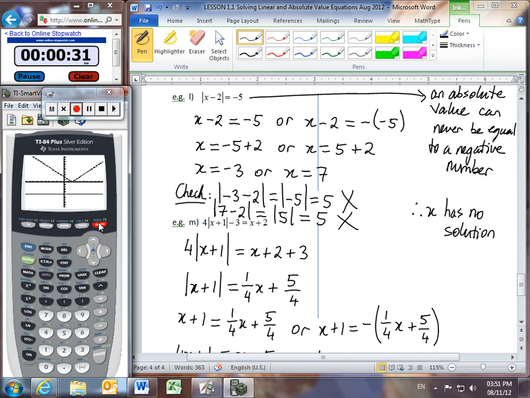Clearly there is no intersection, and if you did try to find an intersection by doing second trace, option 5, intersect, yes, that absolute value function is my first curve. Yes, that constant is my second curve. Let's try to guess, get as close to a solution as might be possible, but when I press enter, we find out that it says no sign change, error, quit, and that again proves there is no solution for example L.